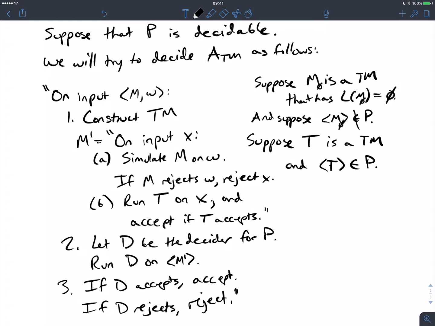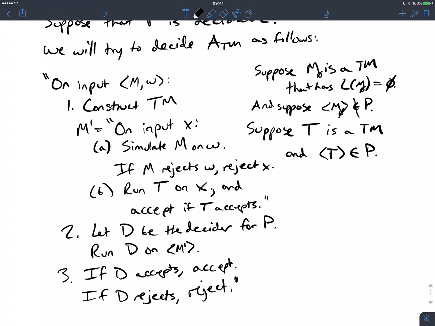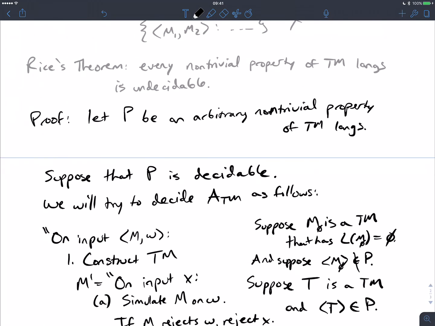So I definitely wouldn't ask you to reproduce this, but it's important to understand what is happening behind the scenes here. All it is is a reduction from ATM. Yes, this is a proof of Rice's theorem. It's on page 243, which is what I'm open to right now. But any questions about that?